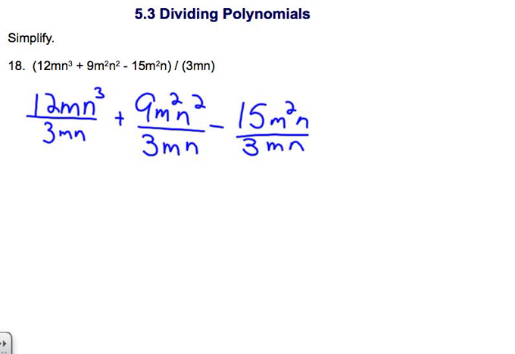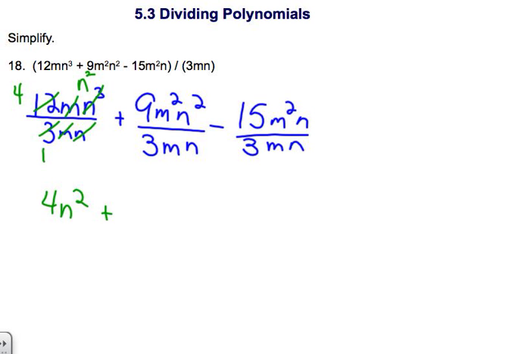If you look at each term separately, you can cancel. 3 goes into 3 once, 3 goes into 12 4 times. We have one m on top, one on the bottom. They are canceled out. The n's, we have one n on the bottom and 3 on top, which means there is only 2 left. So what is left is only 4n squared.